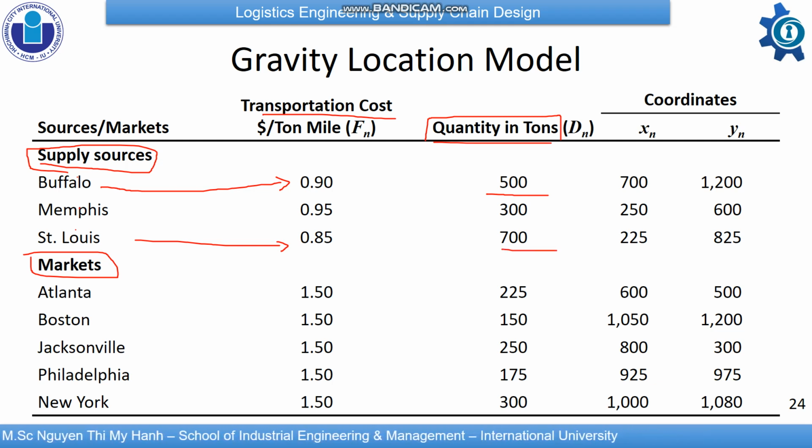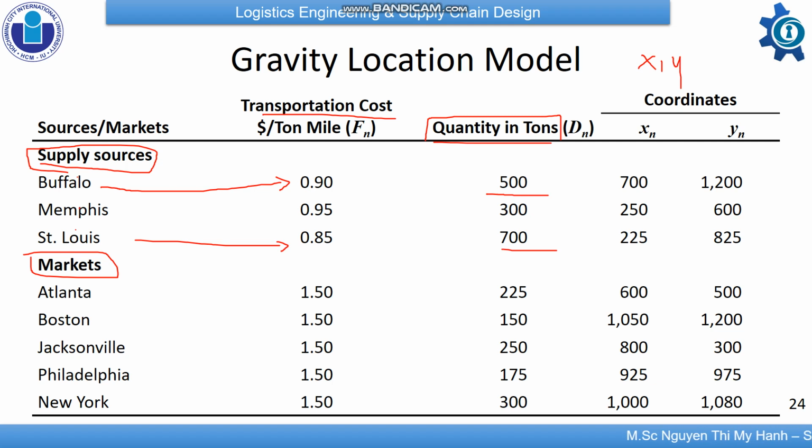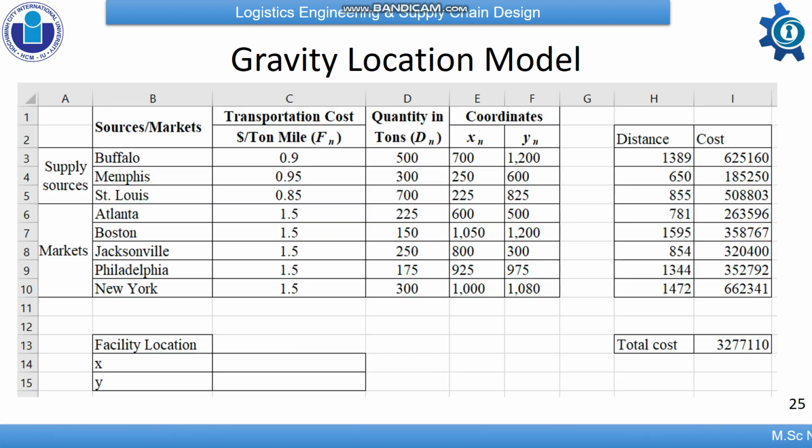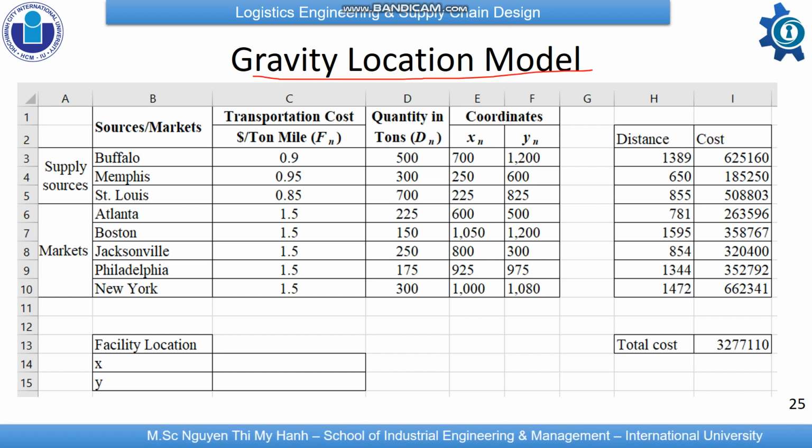We also have the coordinates of each location of each supply source or market. And now we have to find the location for the selected facility so that we can minimize the transportation cost. We can also use the Solver in Excel to solve this problem. So let me show you.